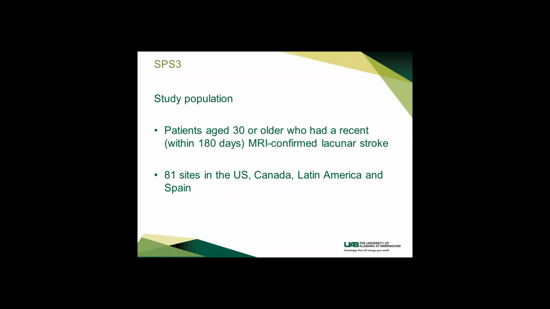Okay, so the study population was patients age 30 or older who had had a recent, within 180 days, MRI-confirmed lacunar stroke. So these were patients who were all very well characterized on MRI and all had very specific, you all probably know more about than I do, stroke subtypes that are milder strokes. So these weren't big strokes. They were relatively small strokes. And the functional status of the patients is pretty high when they have these small strokes. This study took place in 81 sites in the U.S., in Canada, Latin America, and Spain.